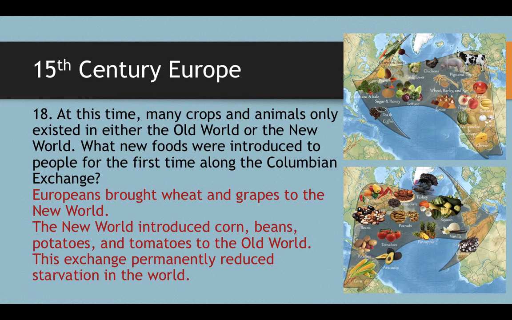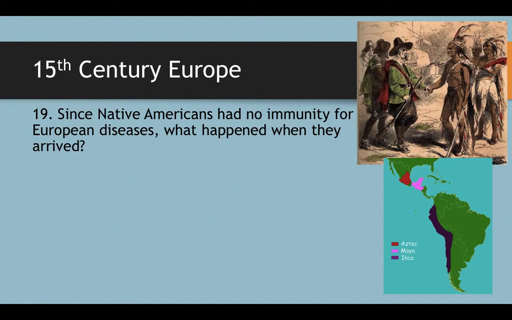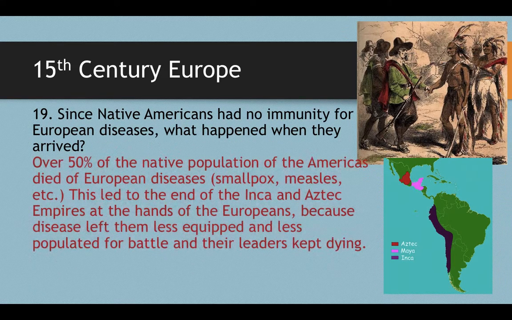So this exchange permanently reduced starvation in the world. Starvation was a huge problem in the world before the Columbian Exchange. But with the Columbian Exchange, yes, you do have the negative impact of the diseases, but you have the really positive impact that this permanently reduced starvation in the world. Now, as I said, since the Native Americans had no immunity for diseases that had started in the Old World, over 50% of the native population of the Americas died of European diseases, things like smallpox and measles.